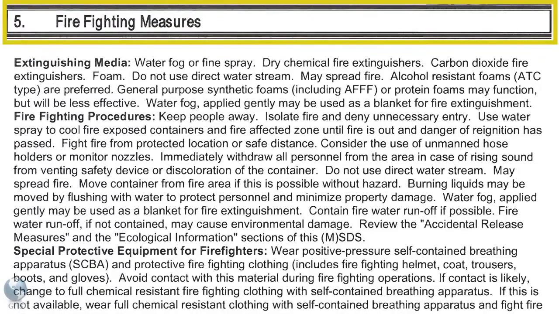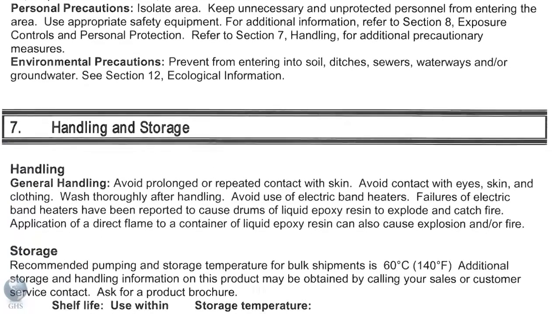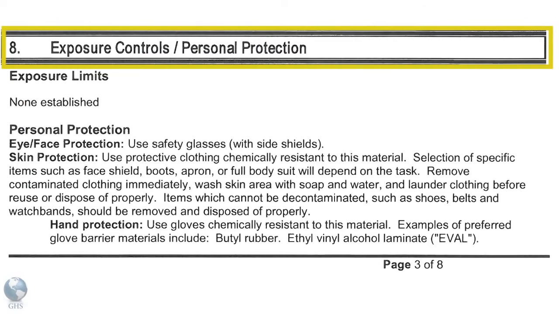Section 5, Firefighting Measures, lists suitable extinguishing techniques and equipment, chemical reactions as a result of fire. Section 6, Accidental Release Measures, lists emergency procedures, protective equipment, proper methods of containment and cleanup. Section 7, Handling and Storage, lists precautions for safe handling and storage, including incompatibilities. Section 8, Exposure Controls and Personal Protection, lists OSHA's permissible exposure limits or PELs, threshold limit values or TLVs, appropriate engineering controls, and proper personal protective equipment.